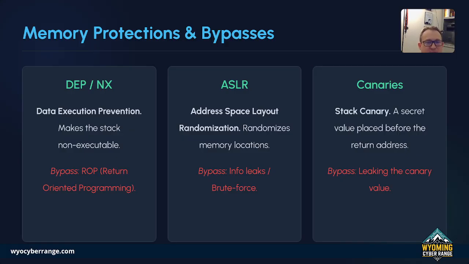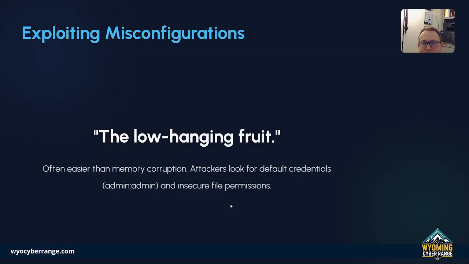getting lucky. And then finally, we have canaries, a secret value placed before the return address. If the attacker can leak the canary value, they can bypass the protection all in all. And so the canaries were put there as a detection mechanism. But if we could leak that return address before we get to the canary, the protection won't work at all.